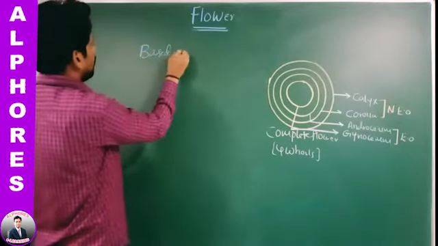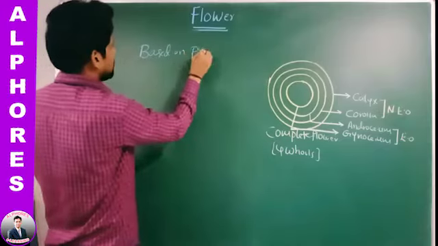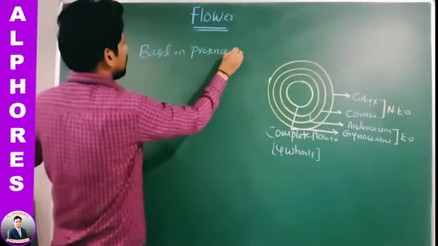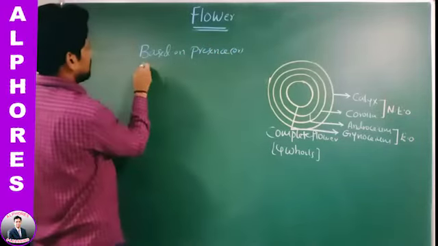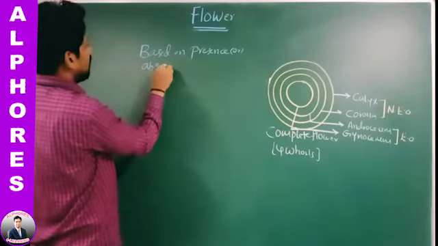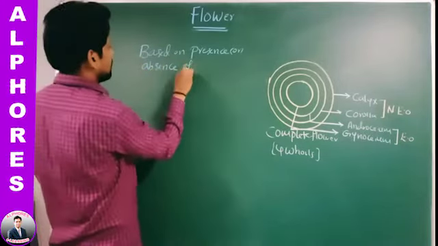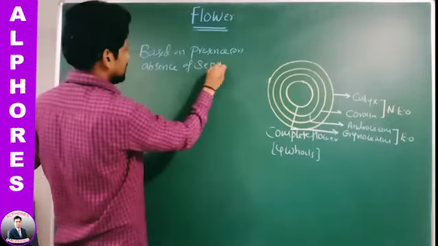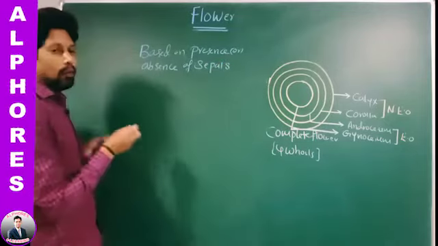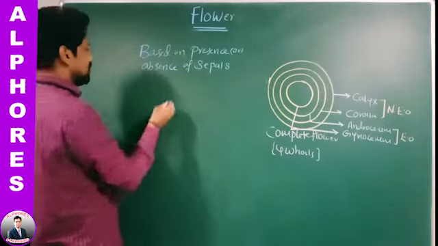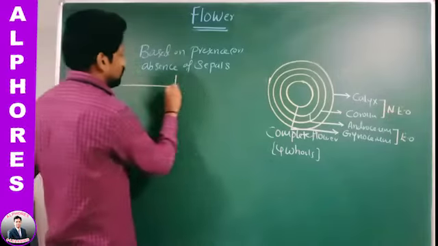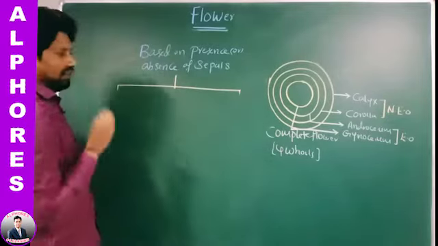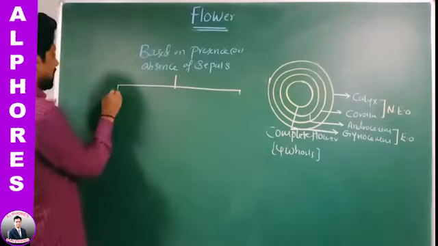Based on presence or absence of sepals. How many types of conditions are there? Two types of conditions. Number one, the first one is asepalous.